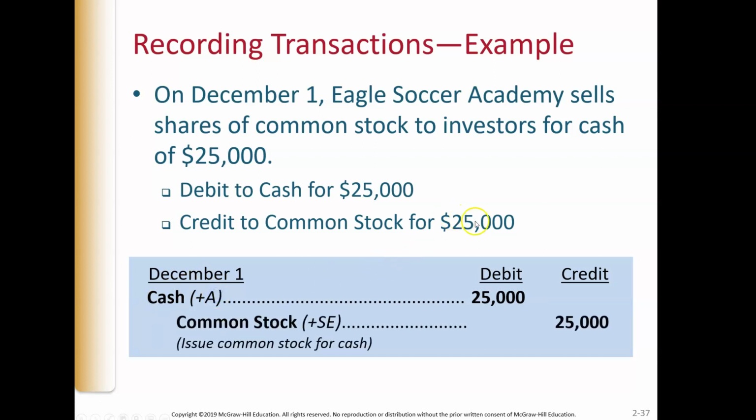Common stock was also increased for $25,000. That's a stockholder's equity item on the right-hand side of the equation. To increase that, we credit it. So we're debiting cash, we're crediting common stock.